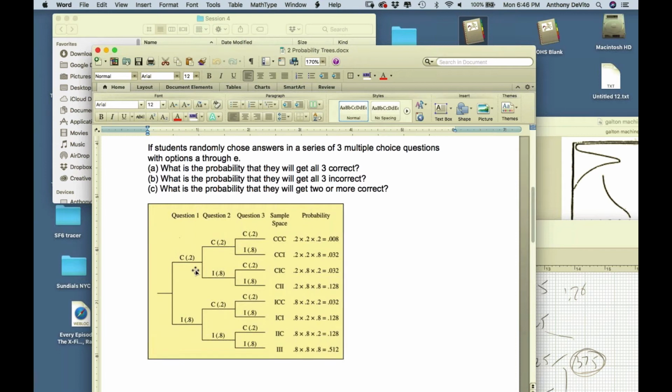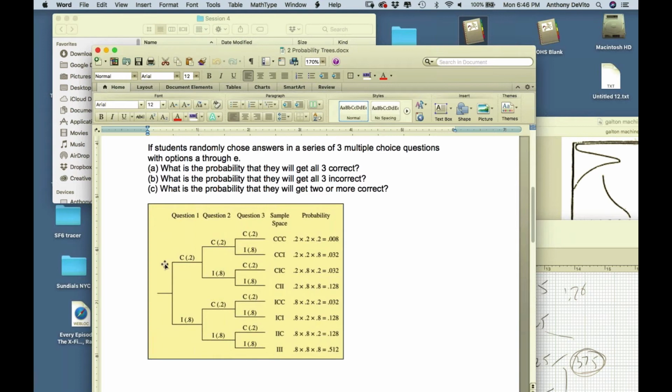Right? So if you look at our coin toss here, instead of a coin toss, we're looking at our answers. The probability on the first question that a student would get it right is 0.2. The probability to get it wrong is 0.8. The probability to be correct on the second question is 0.2 and 0.8, 0.2 and 0.8, and so on and so forth for each other possible outcome.